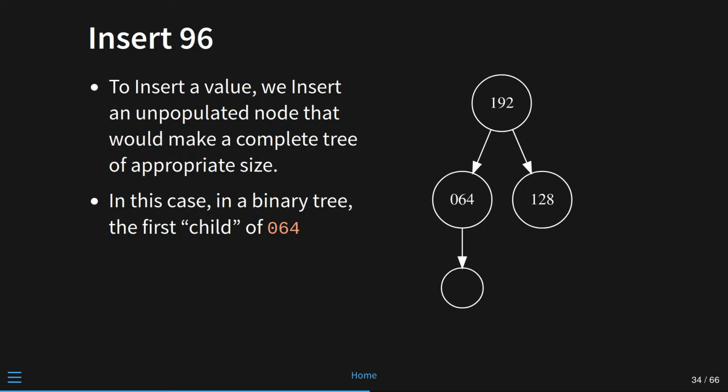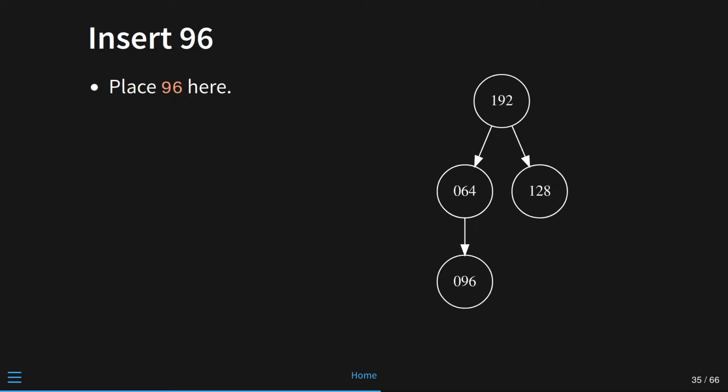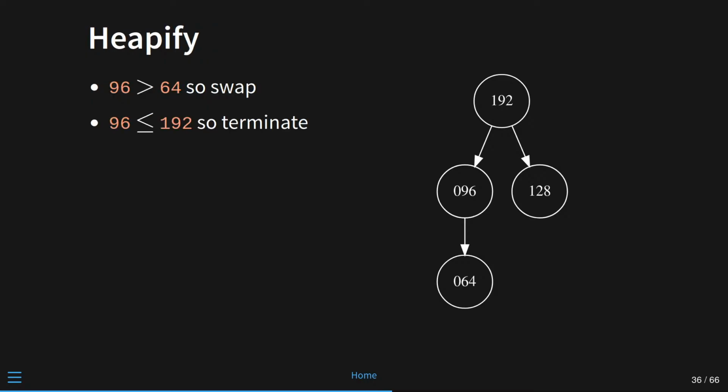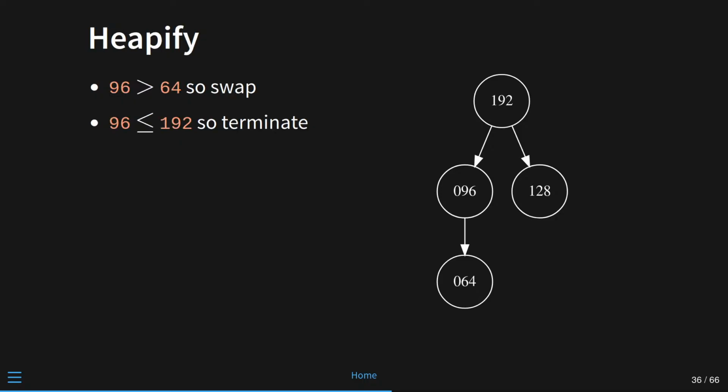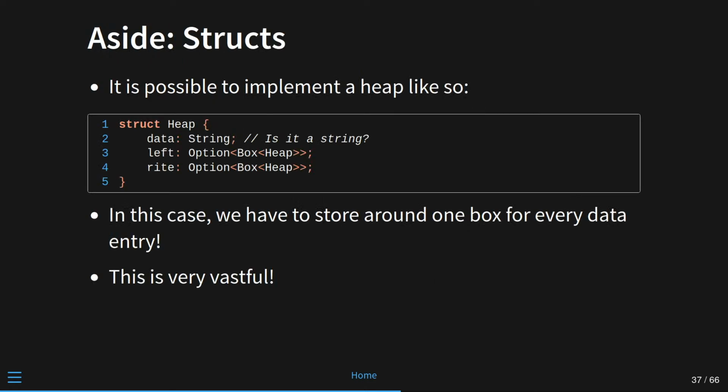Okay, we're going to put a 96 in here somewhere. So how are we going to do that? We're going to put the 96 inside the new node, and then we are going to heapify. So how are we going to do that? 96 is greater than 64, and it is below it. So we're going to swap the 96 and the 64, but we are not going to swap the 96 and the 192 because the cookie is still more important than singing the sea shanty. Okay, so that's how we decide how many ways we swap it up.